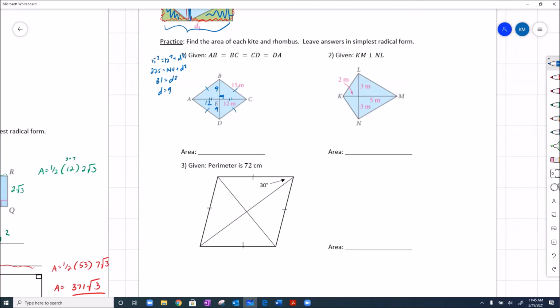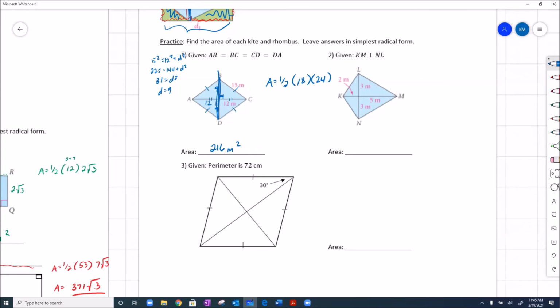So 9 and 9. Remember that as we find our area equals 1/2. Diagonal 1 is this whole diagonal, all of BD. And that's 18, not just 9. Diagonal 2 is the whole diagonal. That's 24, not just 12. So now as we multiply it through, 1/2 times 24 times 18 gives us 216. So the area of this rhombus is 216 meters squared.